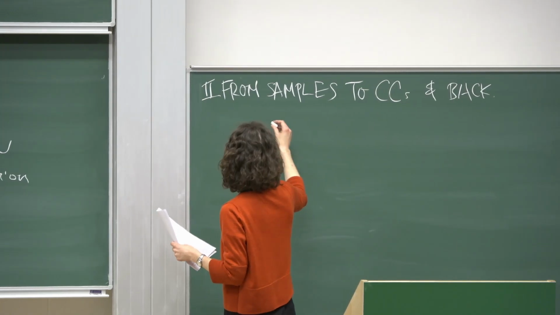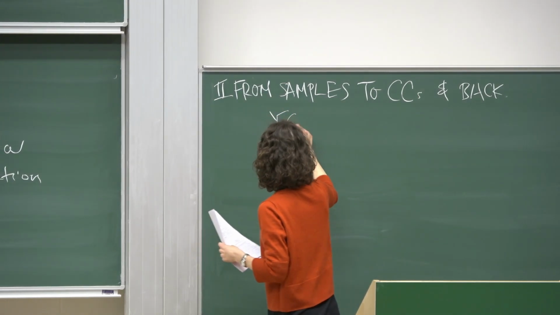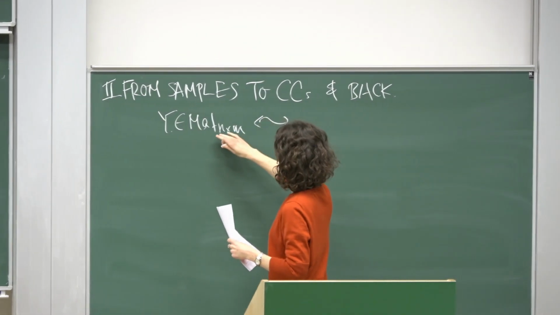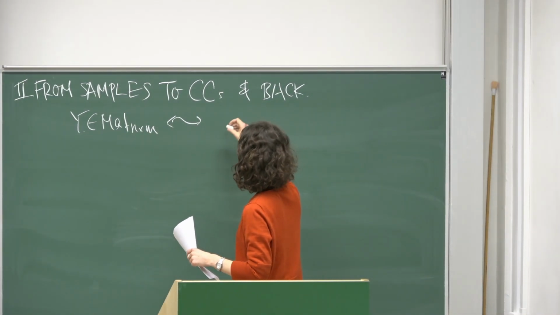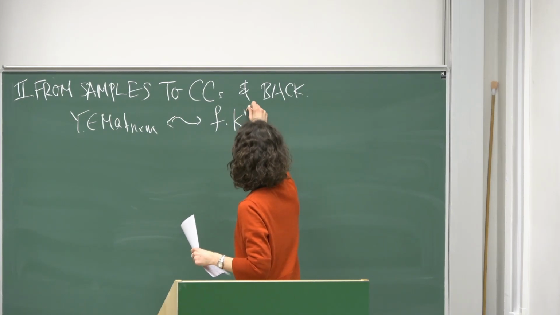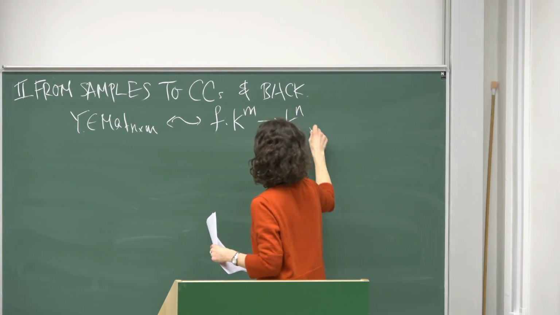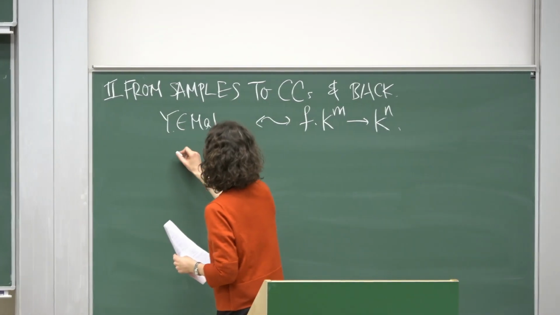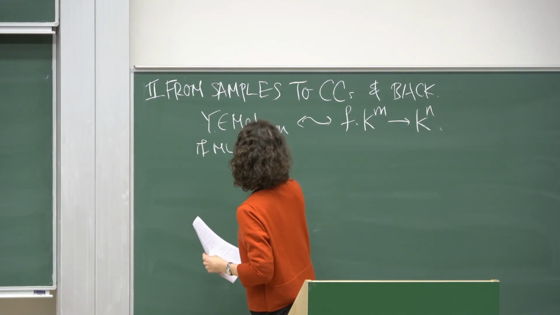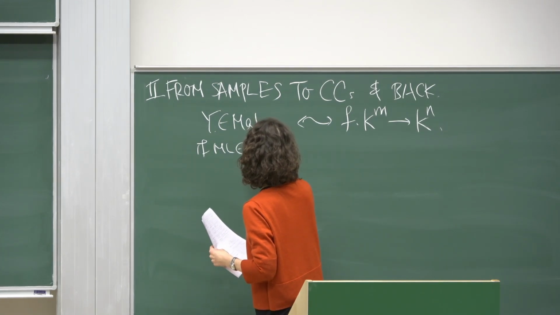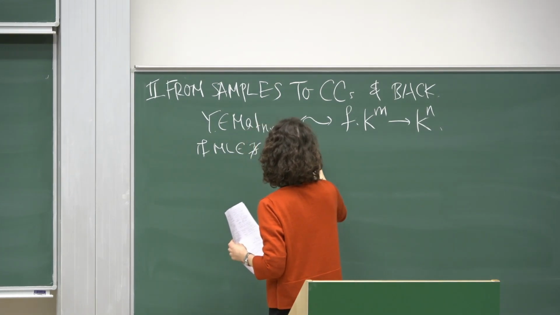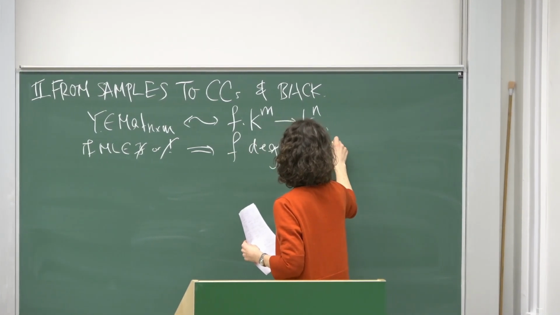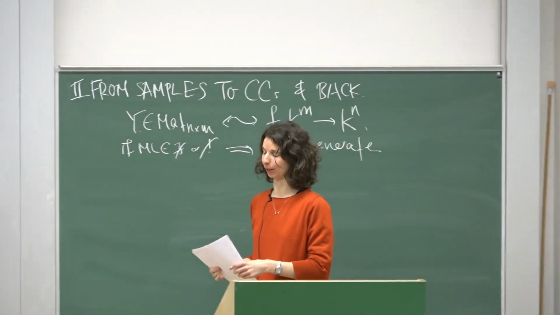So we have our sample y, which is an n by m matrix, and by picking the standard bases for k^n and k^m, I can think about this as a linear map from k^m to k^n. And if the MLE given y doesn't exist or is not unique, then that tells us that F is a degenerate map. By non-degenerate, I just mean full rank.